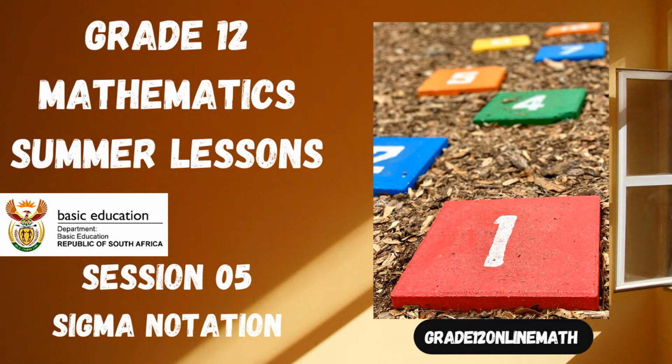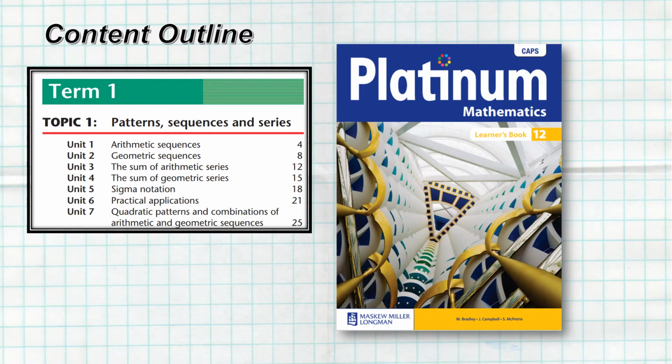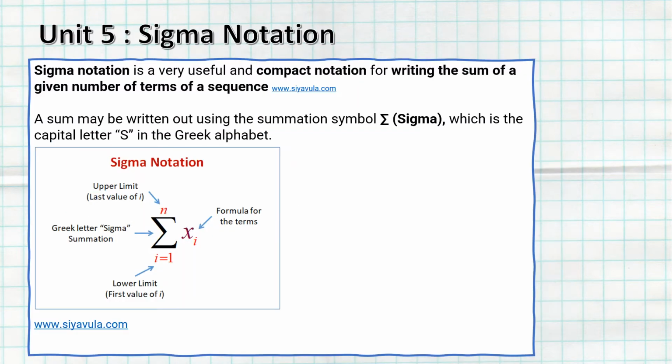Focusing on sigma notation. If you could take a look at the content outline, sigma notation is unit 5, hence this is session 5, right? So if you check unit 5 in your textbook, Platinum Mathematics Grade 12 Learner's Book, unit 5 is sigma notation, and this is session 5 and we'll be mainly focused on this. Okay, unit 5, sigma notation.